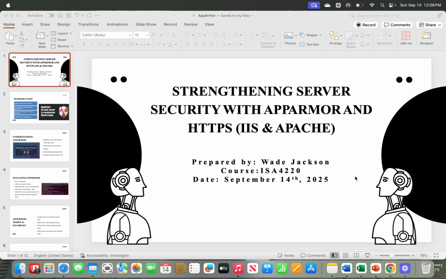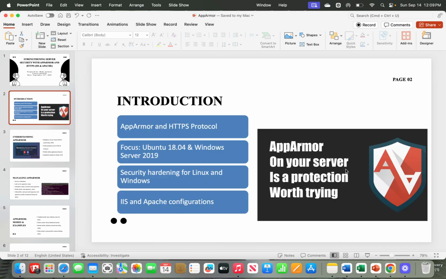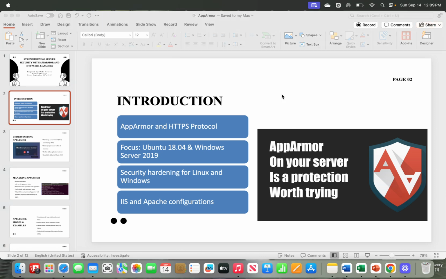We will be talking about strengthening server security with AppArmor and HTTPS, IIS, and Apache. This presentation will focus on two important security technologies, which are AppArmor, which is a security mechanism for a Linux system, and HTTPS, the Secure Web Communication Protocol. We will be exploring the role of AppArmor in providing application level mandatory access control, and we will see how it strengthens the defense of Linux servers.